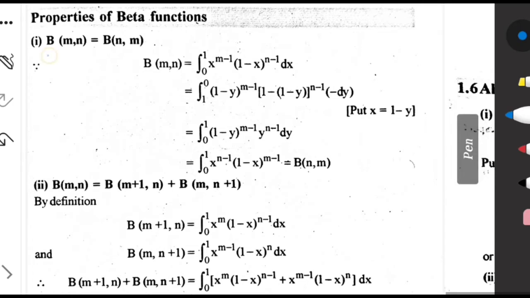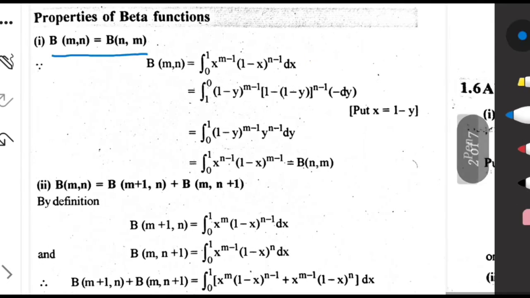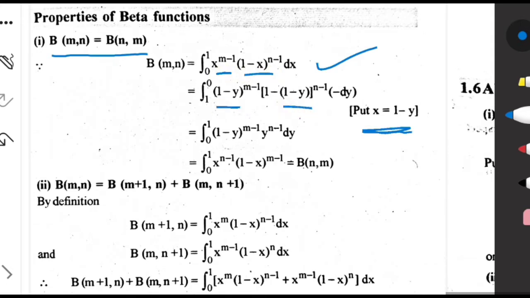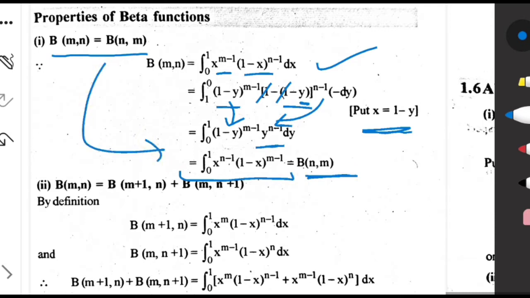First property is B(m,n) equals B(n,m), which I just told you. According to the definition, this is the beta function and I'm replacing x by 1 minus y. So instead of x, 1 minus y, and over here it will be this. The 1 and 1 will get cancelled and it will be positive y to the power n minus 1, and here it will be as it is. So we can denote it by B(n,m), which is equal to this.